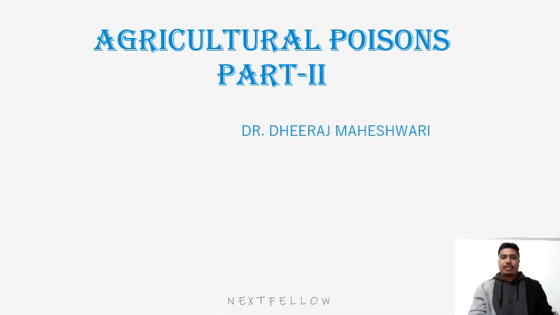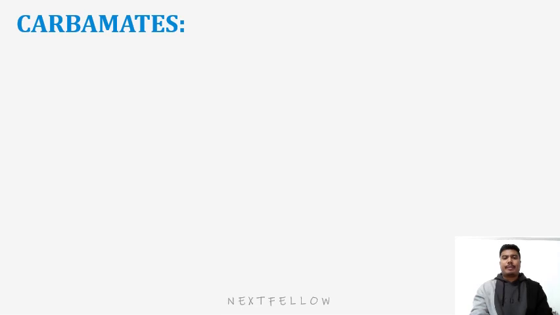Hello everyone. So this is agricultural poisons part 2. In this slide we will discuss the carbamates, organochlorines and aluminum phosphide. Now first we will discuss the carbamates.